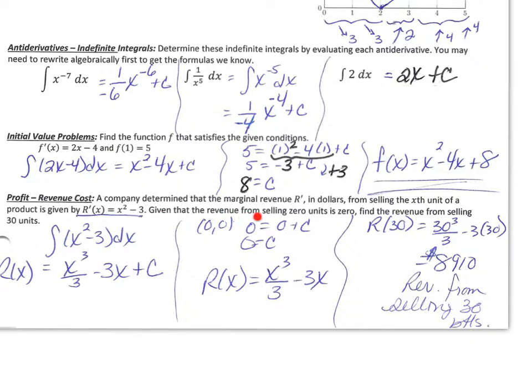Given that the revenue from selling 0 units is 0, that's the initial value given in words instead of in a table or in function notation like they did here. And so we put the zeros in, and whenever they're giving you it for 0, the y really is the c. And so we get this function without the c because the c is 0. Now we have to find the revenue for selling 30 units. You're going to put 30 in here and cube it, divide by 3, minus 3 times 30, and you get 89.10. The revenue from selling 30 units.